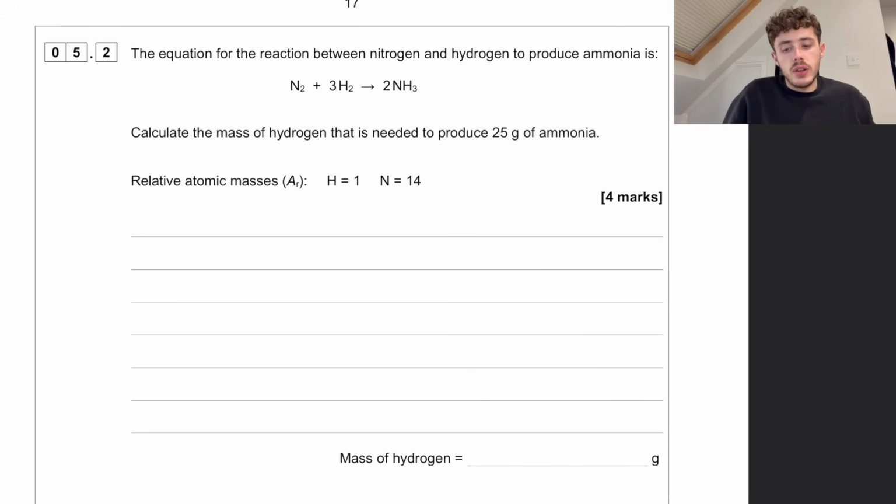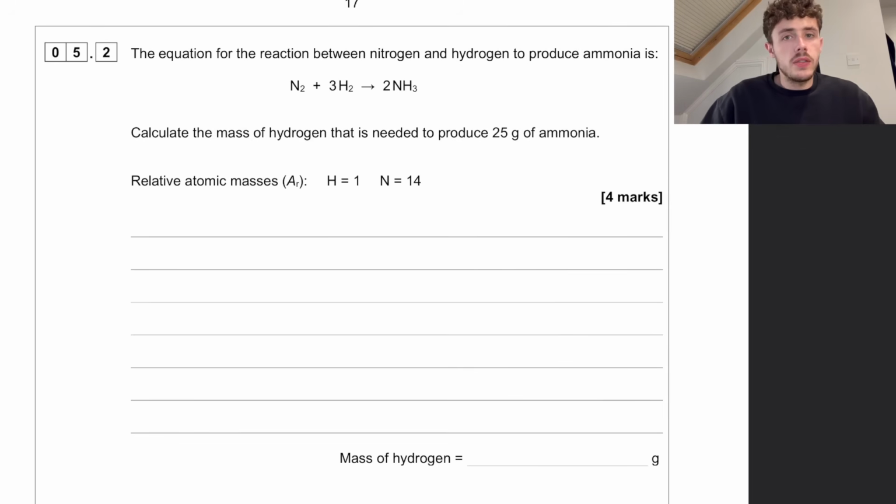The equation between nitrogen and hydrogen to produce ammonia is N2 plus 3H2 makes 2NH3. Calculate the mass of hydrogen that is needed to produce 25 grams of ammonia. We're told the relative atomic masses of both hydrogen and nitrogen, which is handy. You could cross-check this in the periodic table if you needed to as well. So this is 4 marks, so it will be a little bit complicated.